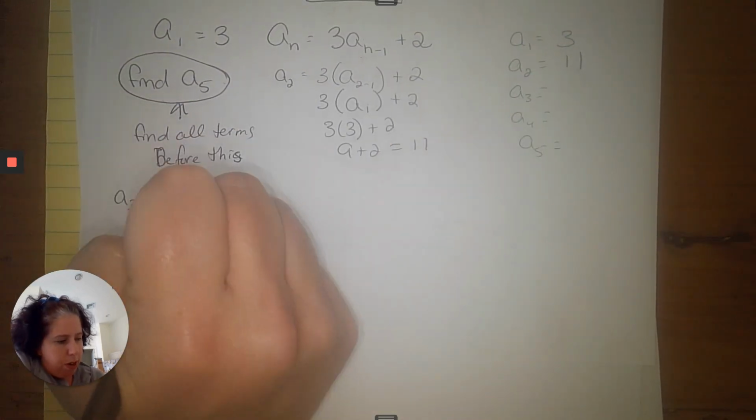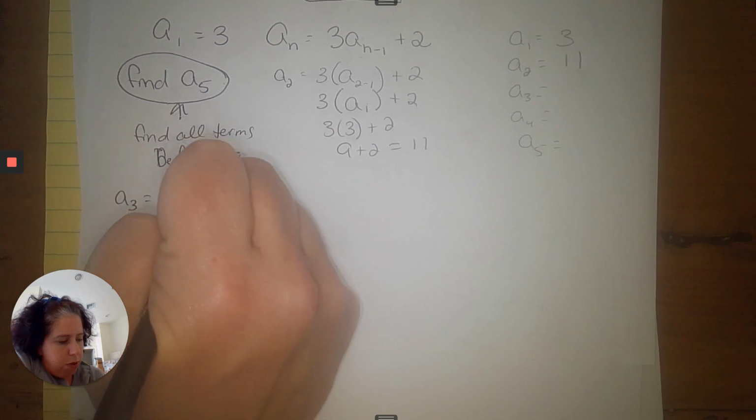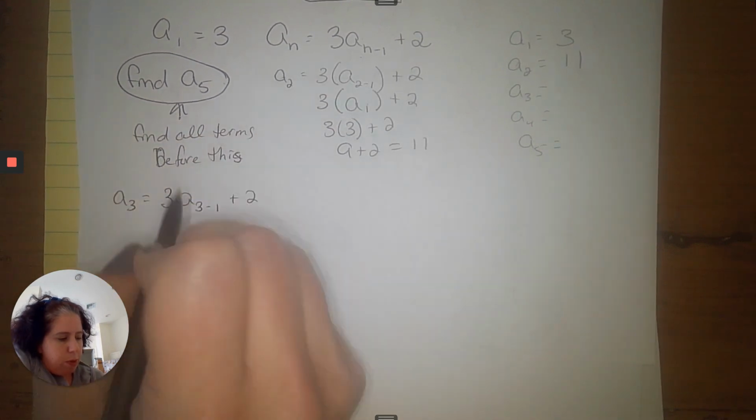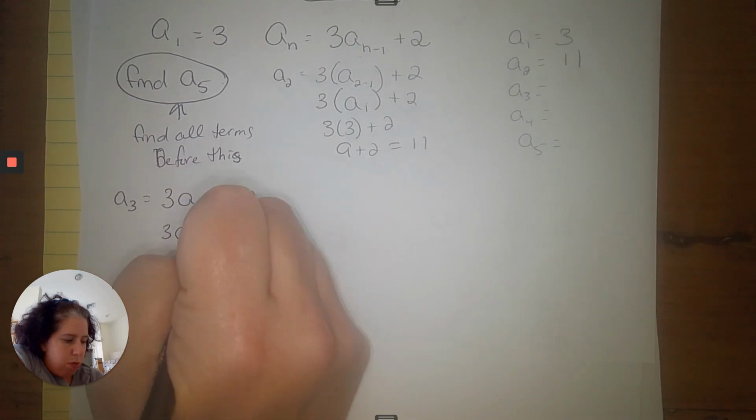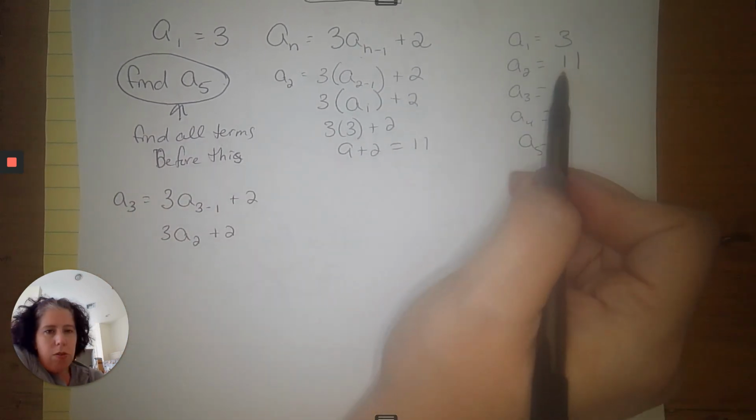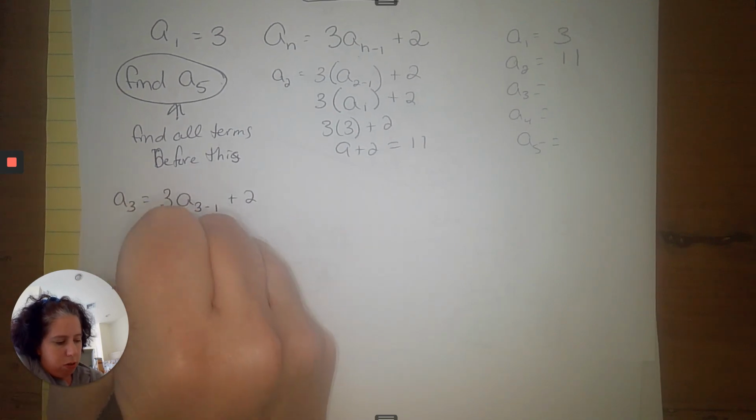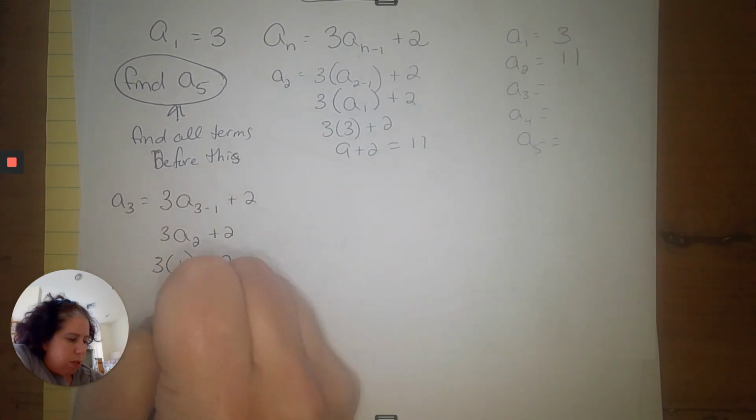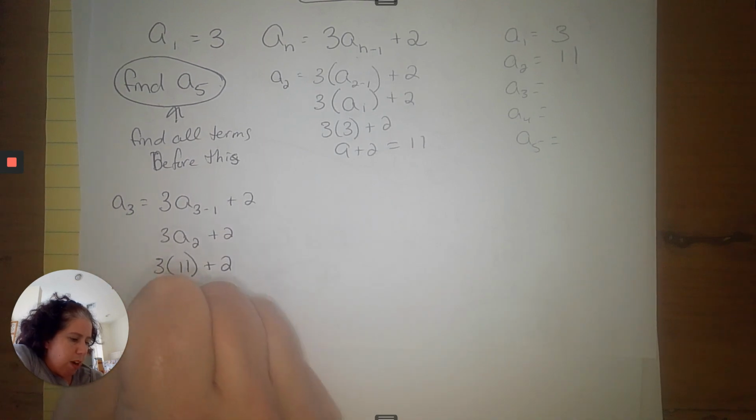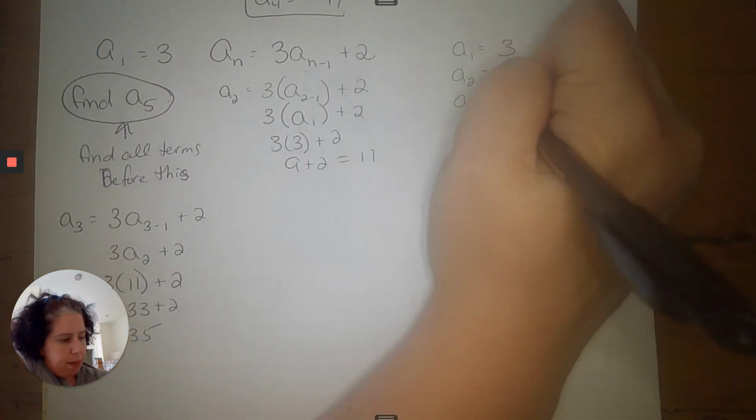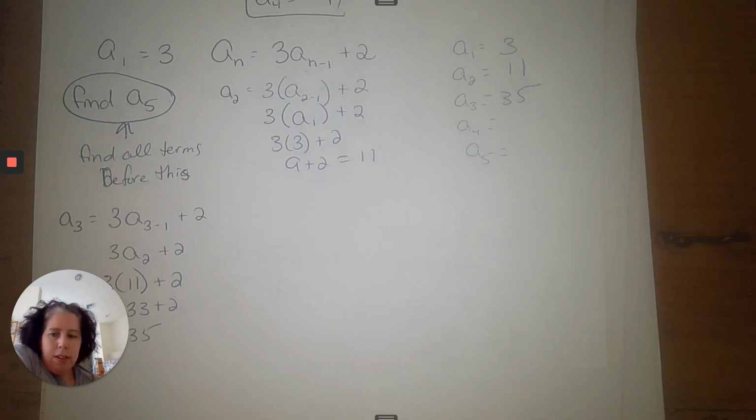So then we're going to find A3. So A3 equals 3 times A3 minus 1 plus 2. So 3 times A2 plus 2. So now we need A2. A2 is 11. So 3 times 11 plus 2 gives me 33 plus 2. That means A3 is 35. Okay.